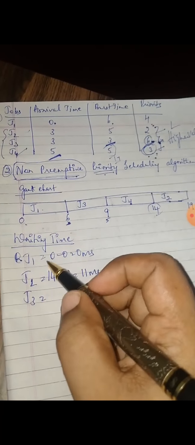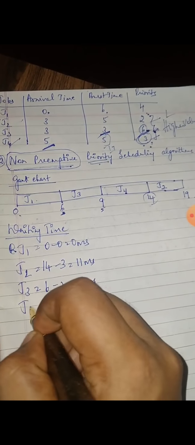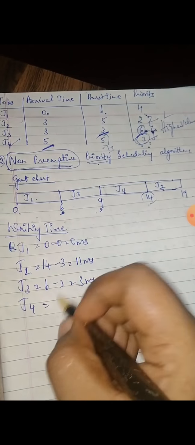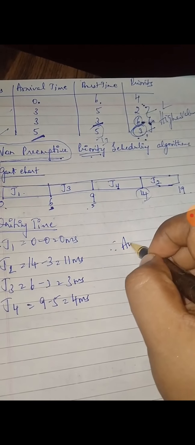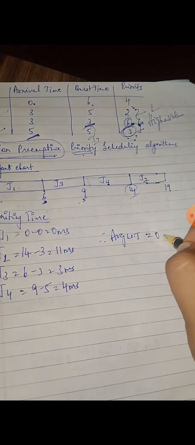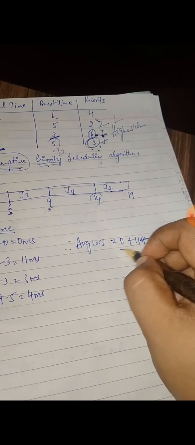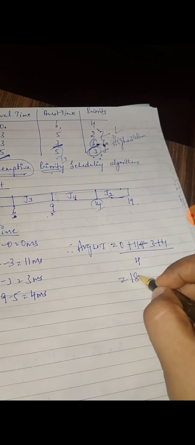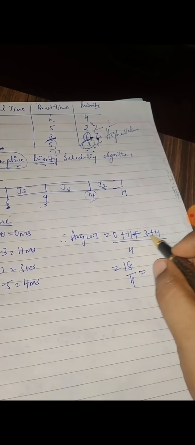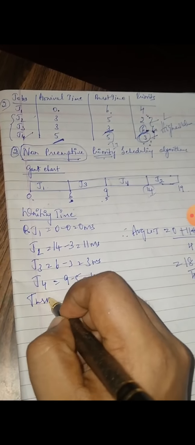Similarly, job 3 came in at 3, got the CPU at 6. So 6 minus 3 is 3 milliseconds. Job 4 came in at 5, got the CPU at 9. So 9 minus 5 is 4 milliseconds. Therefore, average waiting time is equal to 0 plus 11 plus 3 plus 4 divided by 4. So how much do you get? 11, 7, 18, right? 18 by 4 is 4.5 milliseconds. Similarly, turnaround time.